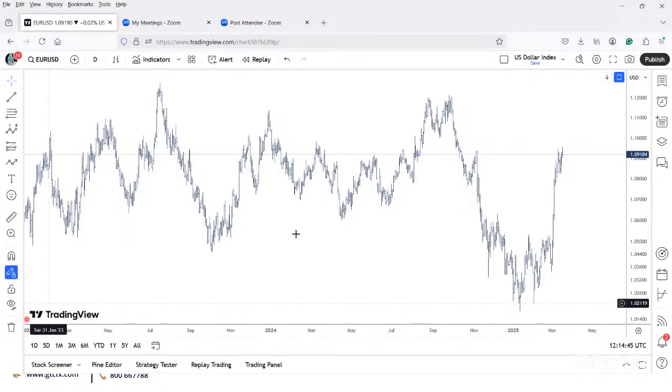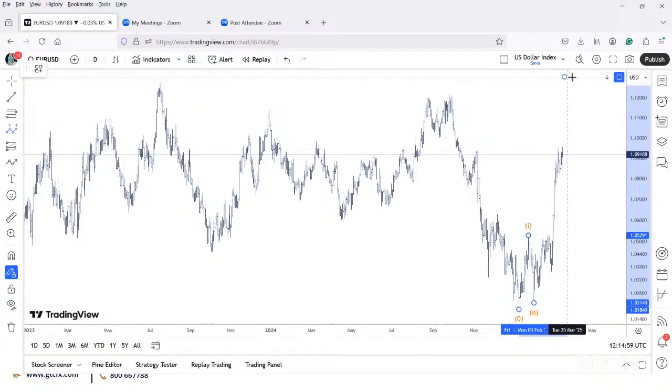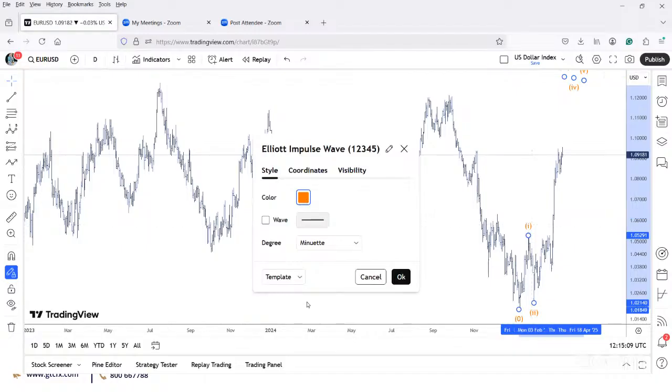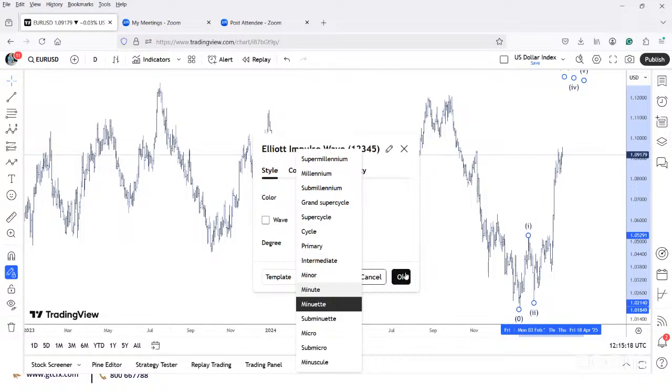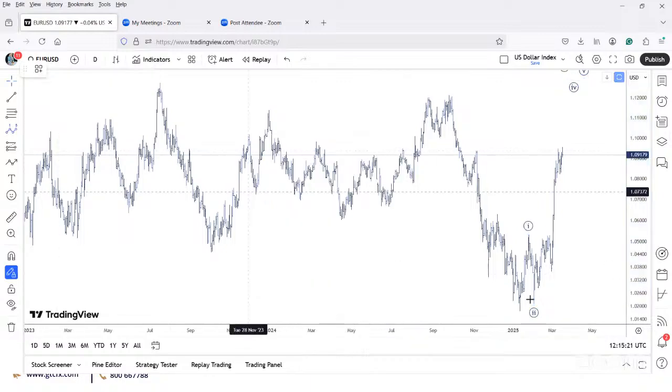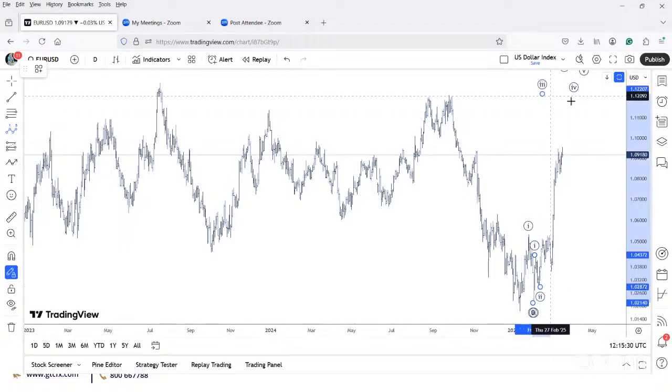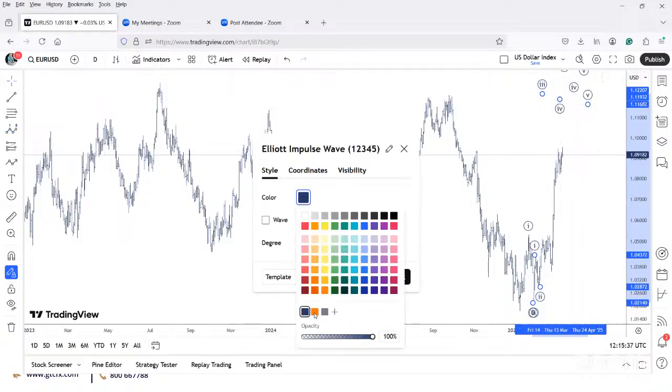I can also label if you want. It will just take 1 minute. I have to change the degree, but it won't take more than a few seconds. This is the first wave of a larger degree. And then you have the second wave. I'm pushing all the 3, 4, 5s higher because they are not complete. This is the second degree.